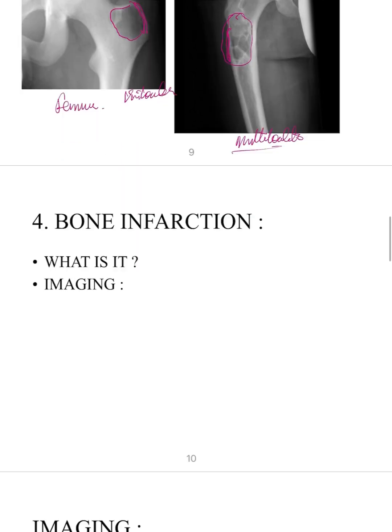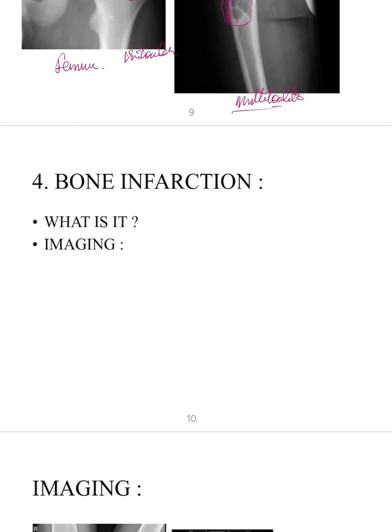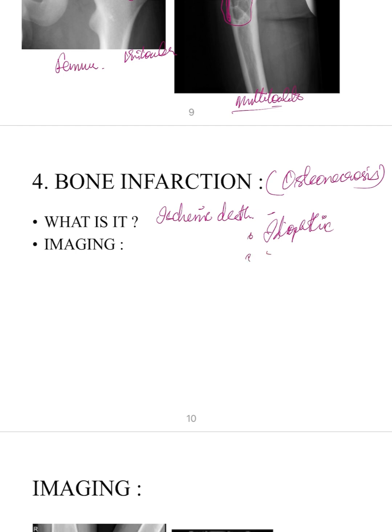Okay, moving on to the less commonly talked about thing, which is bone infarction, which you need to know, because in this case there is ischemic death of the cells of bone and marrow both. So we also know it by a better name, that is osteonecrosis. It can be idiopathic, or it can be due to conditions which lead to secondary decrease in blood flow.